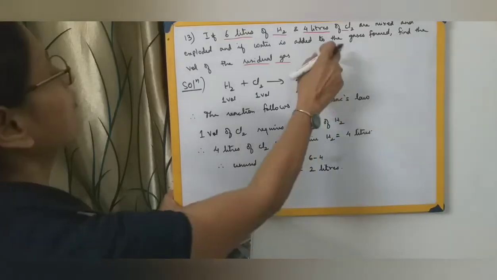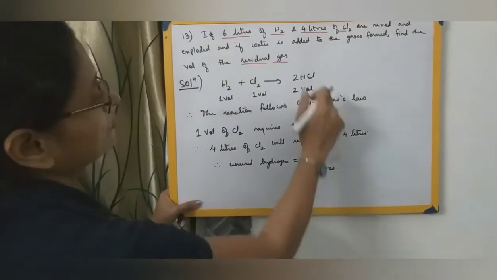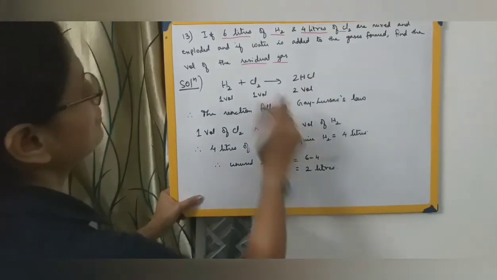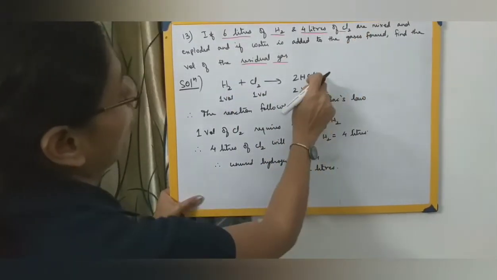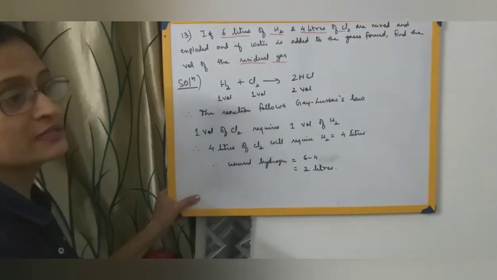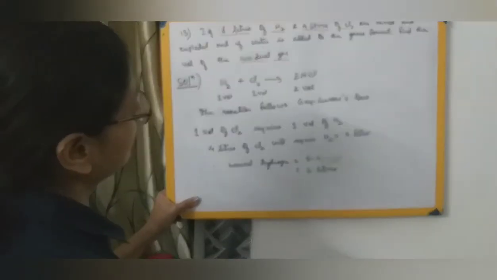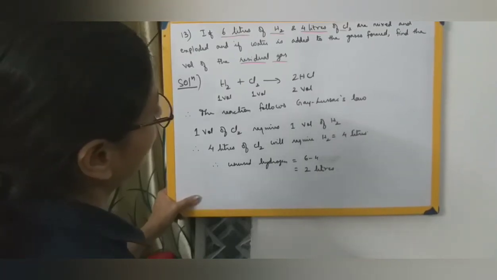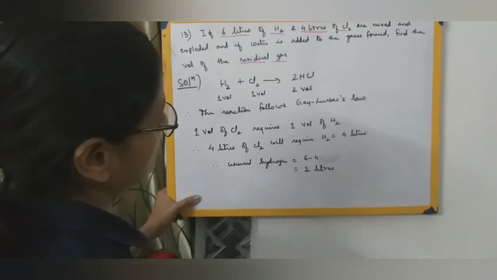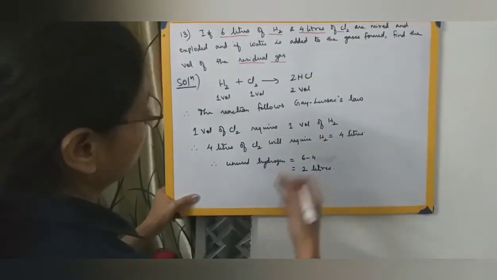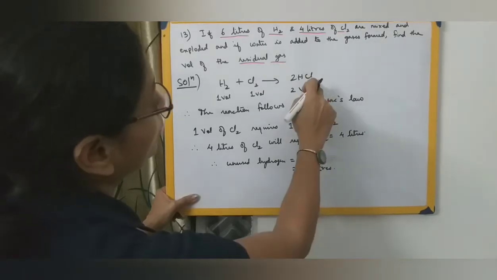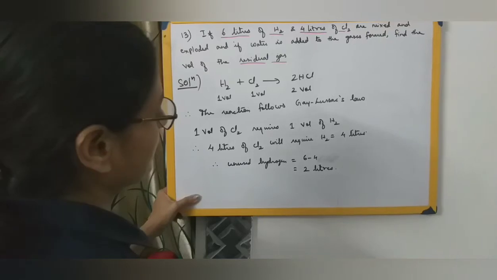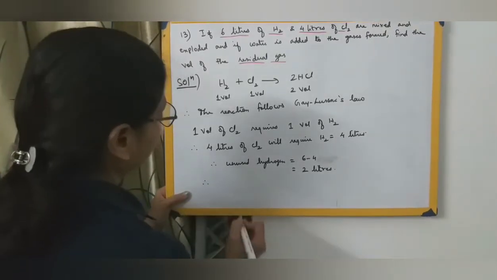What else? We have to find out the volume of the residual gas. We could have calculated the HCl volume, but in this particular problem we will not be counting it. Why? Because if water is added to hydrogen chloride gas, it no longer remains in the gaseous state. It forms hydrochloric acid. And all these laws are applicable only for gases, not for liquids or solids. So we will not find anything for this. Although we will find the volume of hydrogen chloride gas formed, it will not be included as the residual gas.